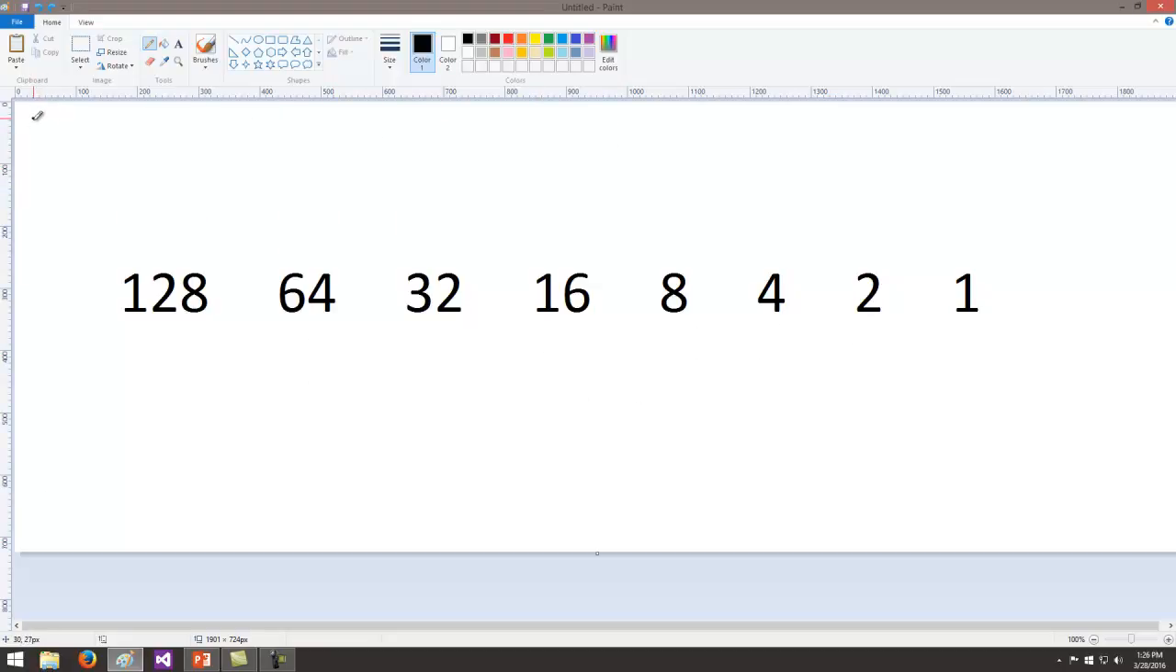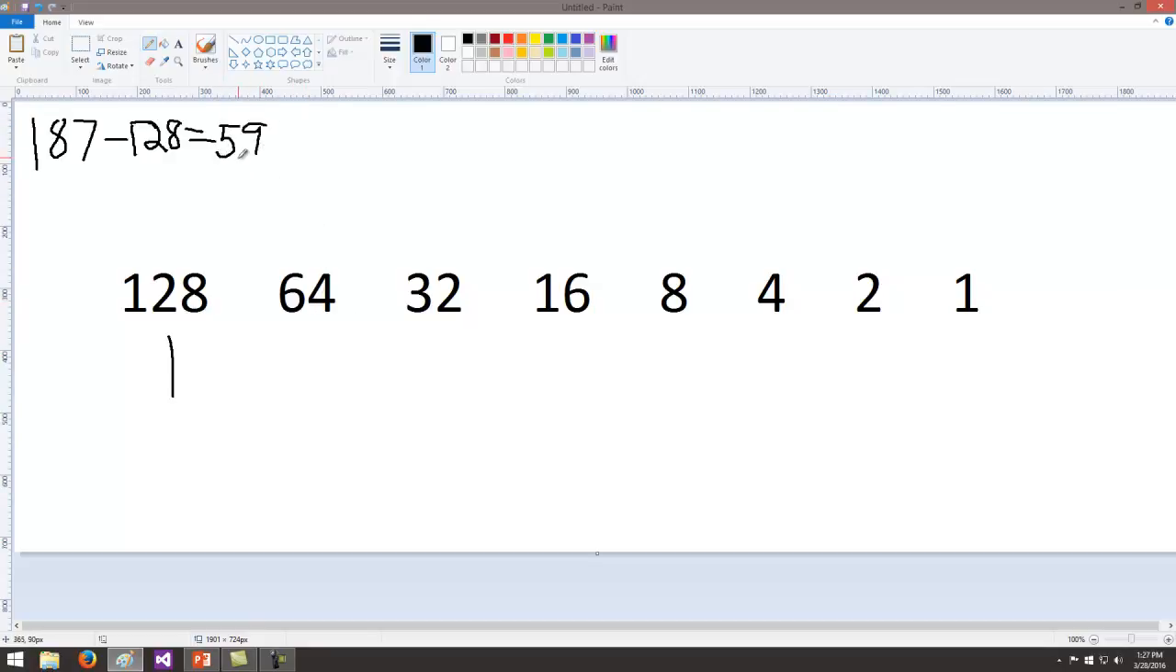All right, let's do 187. So again, same thing. Does 128 go into 187? And our answer is yes. If it's a yes, we put a 1, and then I need to subtract 128 from 187. And I get 59.